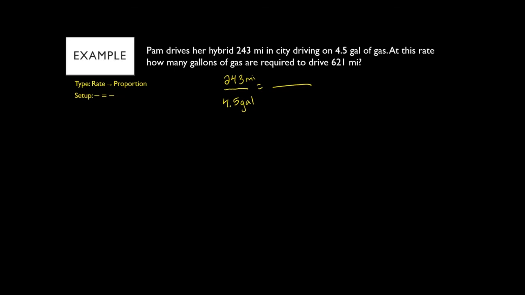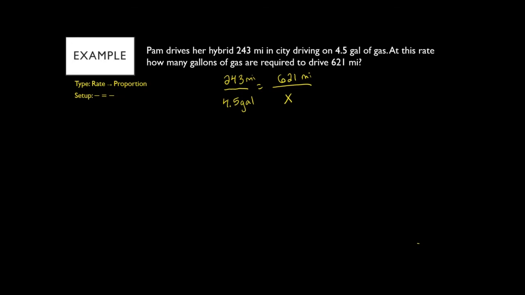So how many gallons of gas? We don't know the gallons, so we have to make sure that our x is across from gallons, because that's what we're looking for. And this is required to drive 621 miles. So you want to make sure that all of your units are lining up straight across. And then you multiply your diagonals in order to solve this.